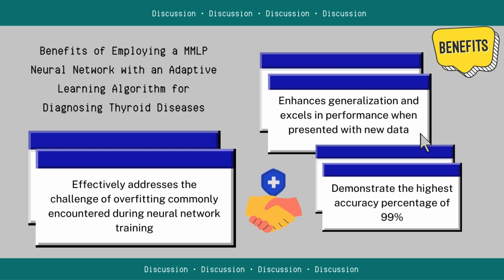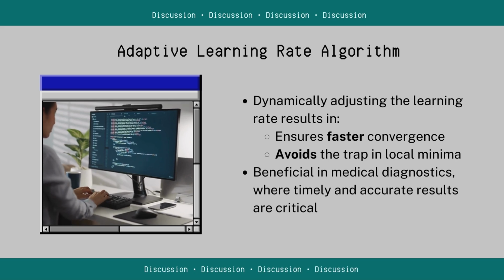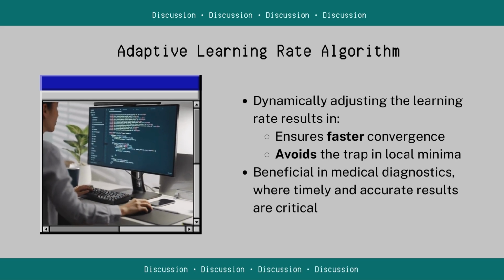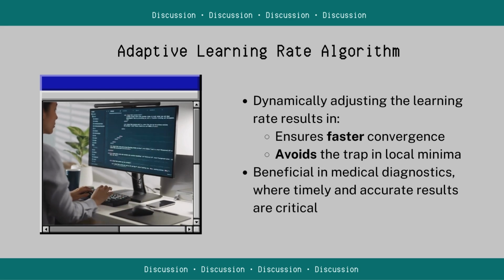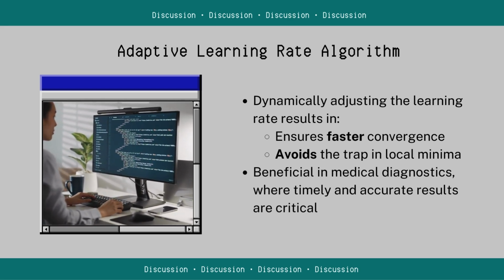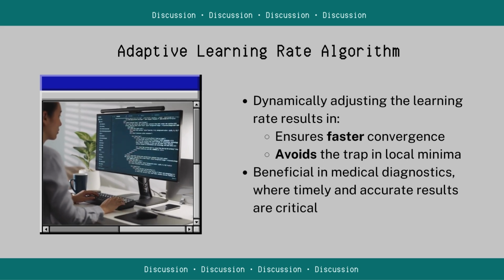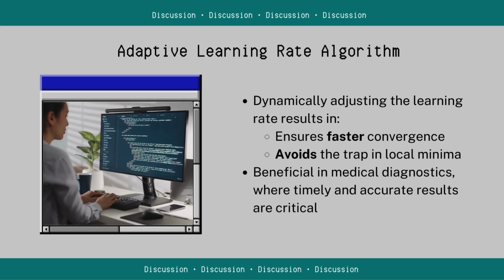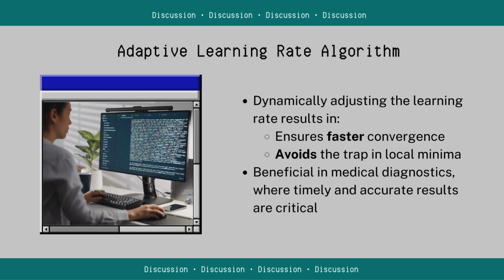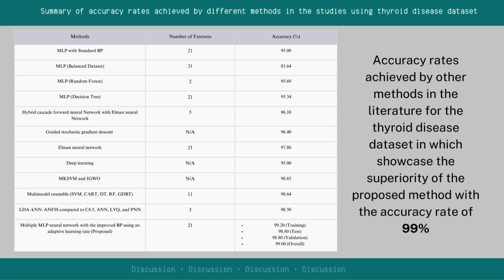The study identifies a set of 6 networks that demonstrate the highest accuracy percentage of 99%. The adaptive learning rate algorithm plays a crucial role in enhancing training efficiency. By dynamically adjusting the learning rate, the algorithm ensures faster convergence and avoids the trap in local minima, which can hinder the training process. This adaptive mechanism is particularly beneficial in medical diagnostics, where timely and accurate results are critical.